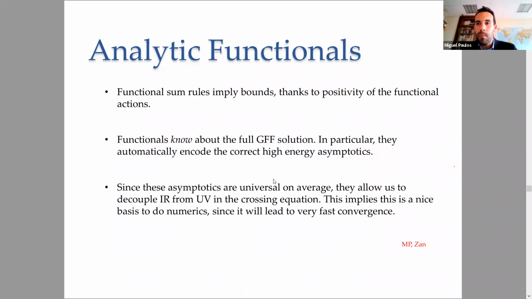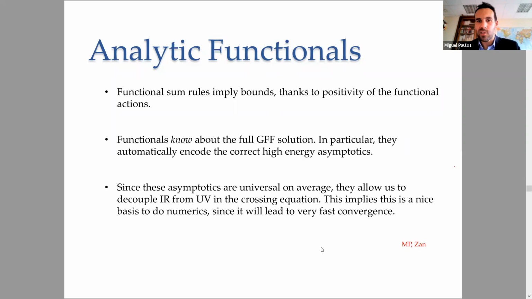The functionals know about this GFF solution. In particular, this means that they automatically encode the correct high energy asymptotics, basically because the asymptotics of a solution to crossing are universal on average. Roughly speaking, every solution to crossing has to look on average like a generalized free field at high energies. And so these functionals nicely allow us to decouple the IR from the UV in the crossing equation.